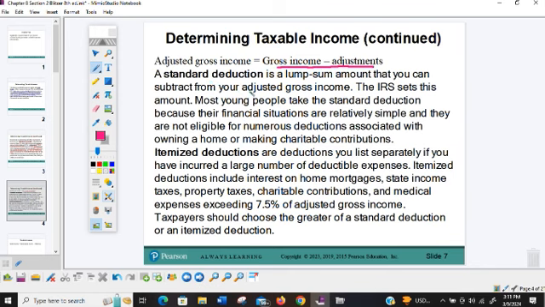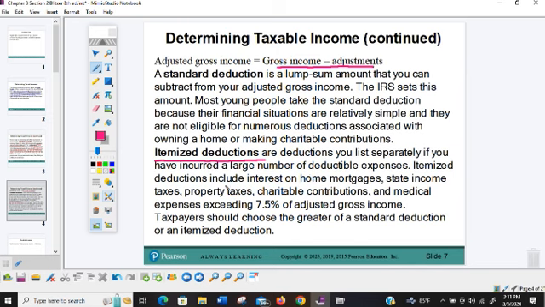Now a standard deduction is a lump sum, an amount that you can subtract from your adjusted gross income. The IRS sets the amount, and most of the time, if you're young, you probably are better off taking the standard deduction because it's hard to get higher than that based on the deductions you're allowed. Now, here are some itemized deductions. If you have any of these and they are more than the standard deduction, you're better off doing itemized. So here are some that you can use.